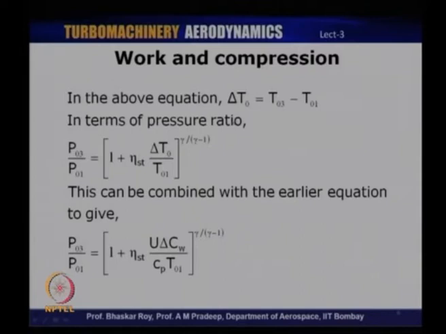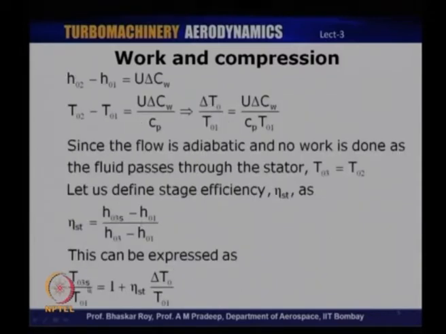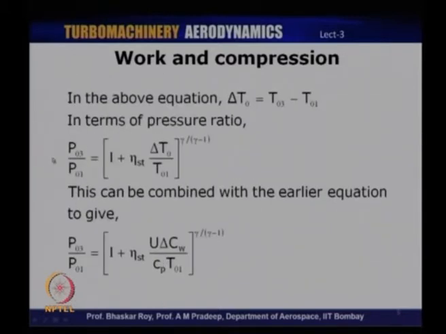Now, T03s by T01 is the stagnation temperature ratio for an isentropic process. This is related to the pressure ratio through the isentropic relation. So, T03s by T01 is equal to P03s by P01 raised to gamma minus 1 by gamma. Therefore, we have the pressure ratio P03 by P01 as 1 plus the stage efficiency times delta T naught divided by T01, the whole raised to gamma by gamma minus 1.